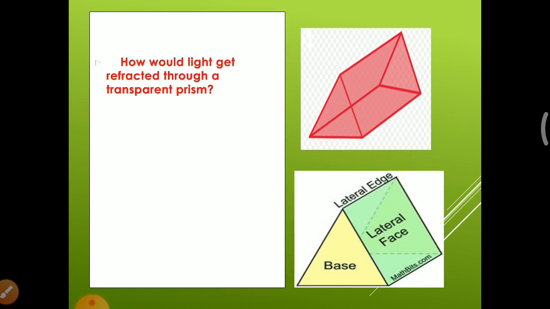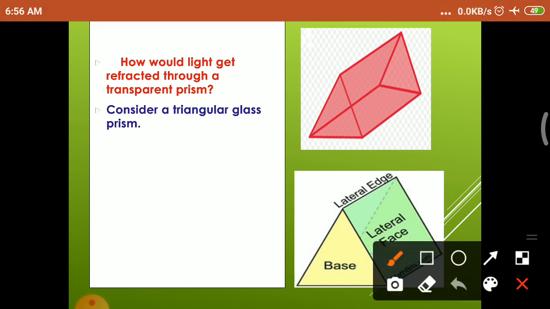How would light get refracted through a transparent prism? So in the last chapter, we learned the refraction through a glass slab. When the light falls on a glass slab, it is refracted, then it emerges. Now we are going to see how light gets refracted through a transparent prism. Consider a triangular glass prism. This is a triangular glass prism.